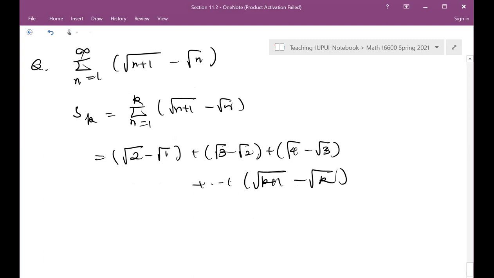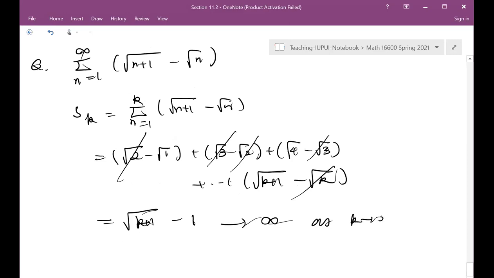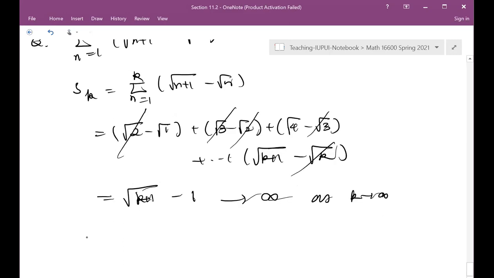Then you look at all the terms. What do you find out? You find out square root 2 is canceled out and the square root 3 will also be canceled out. So I have to be careful in the check. You find the square root k is canceled out. Only two terms are left, this one. And then clearly this goes to infinity as k approaches infinity. So my answer here is infinity.